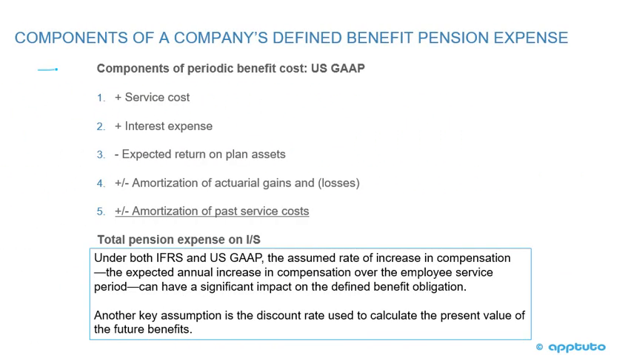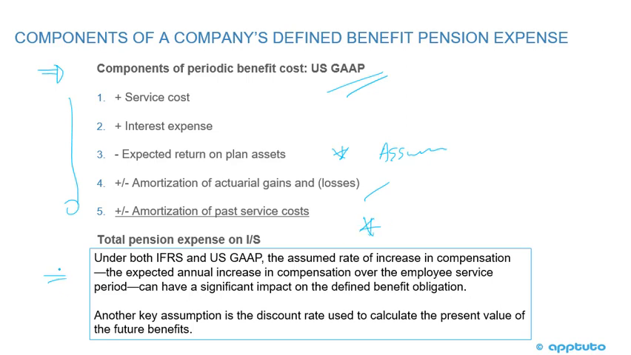This is the components of the periodic benefit cost under US GAAP, so it's a little bit different. There's 5 items here that we need to be aware of. One is the service cost. We have the interest expense, minus the expected return on plan assets, so you can see that includes a big assumption, plus or minus amortization of actuarial gains and losses, and then we have plus or minus the amortization of past service costs, okay? And that gives you the total pension expense on the income statement.